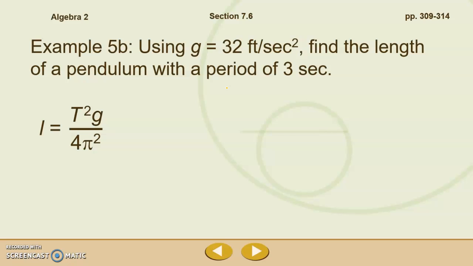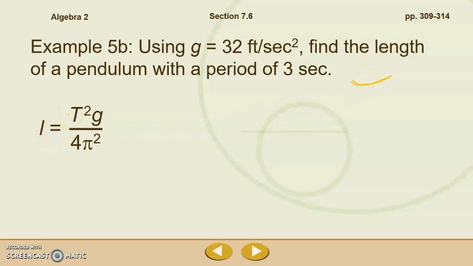So using this, we want to find the length of a pendulum with a period of 3 seconds. We'll talk about periodic functions, but a period is how long it takes to go back and forth. So if you start your pendulum on the left side and it goes over here and then swings back, that's 1 period. So to go back to where it started is 1 period. So it's got a period of 3 seconds. We want to find the length of the pendulum, L standing for length of the pendulum.